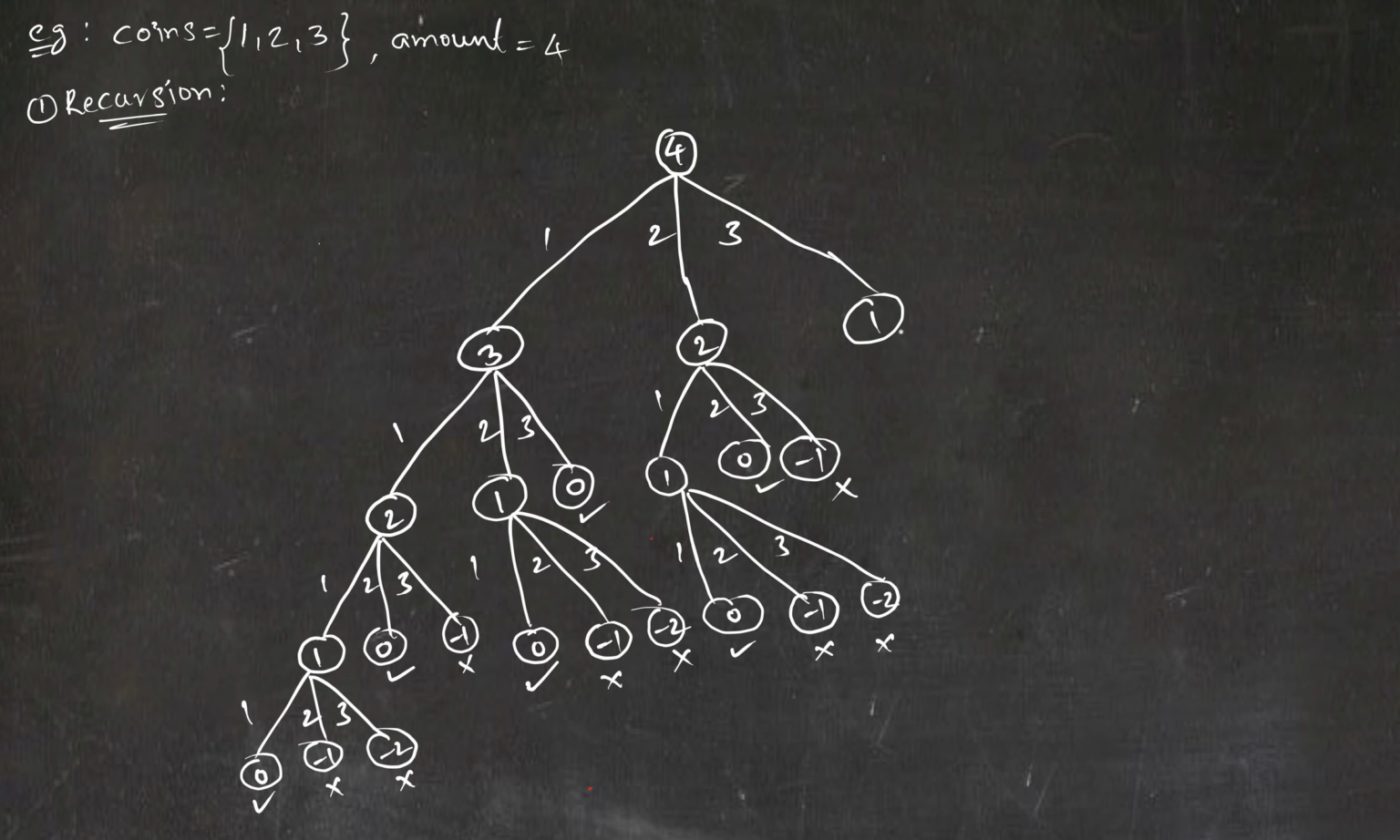Now we are left with this one. Again we'll be having 3 choices here: 1, 2, 3. So if I choose 1, 0, valid combination. This is -1, invalid. This is -2, again invalid.